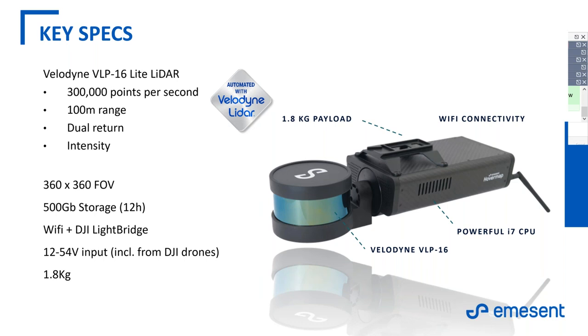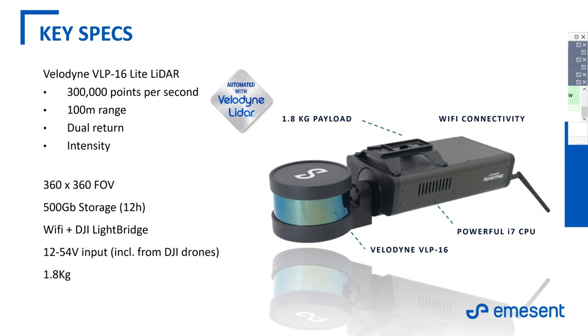With SLAM, we don't need a high-end GPS or INS system tied to the LiDAR. We're using the data generated for mapping and control. When we look at the key specifications, as mentioned before, we're using the Velodyne Puck, which is light, and part of the Velodyne automated program partnership.